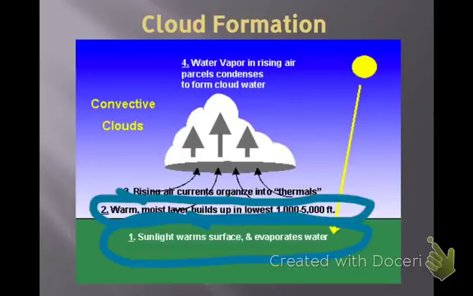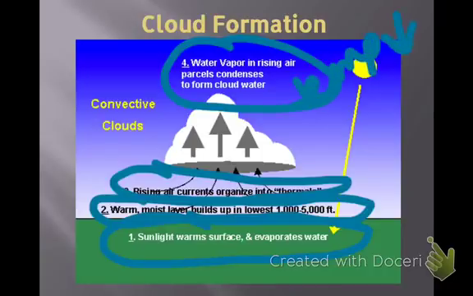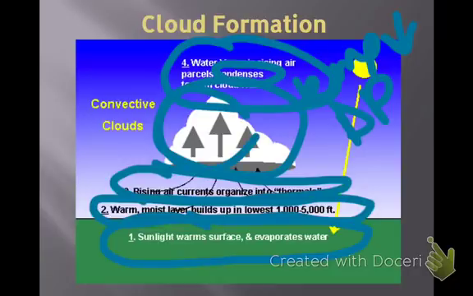So that warm, moist layer builds up in the lowest 1,000 to 5,000 feet. Those are low clouds. And then your rising air currents organize into what you call thermals, and that's what pushes up. And as that water vapor is getting pushed higher and higher into the sky, we know as you go up in the troposphere that temperatures decrease. So that's where step 4 comes in. Water vapor and rising air parcels condense to form clouds because the temperature goes down and we reach our dew point. And when we reach our dew point, that's when condensation occurs, and then we get the formation of our cloud.